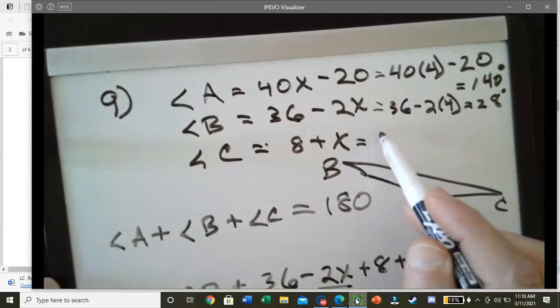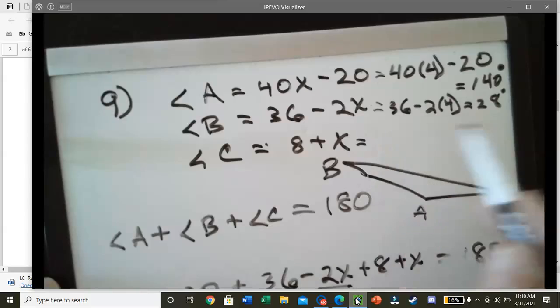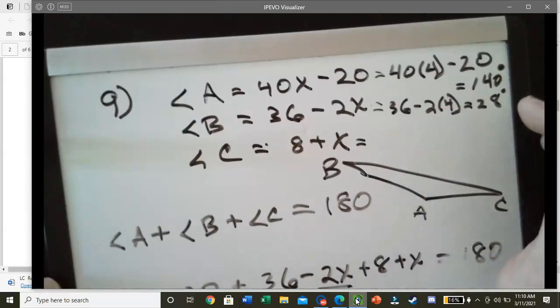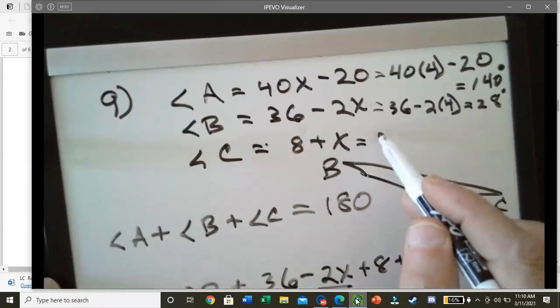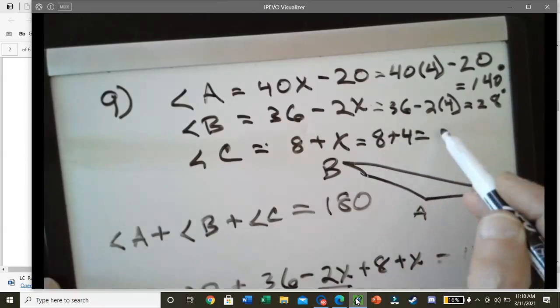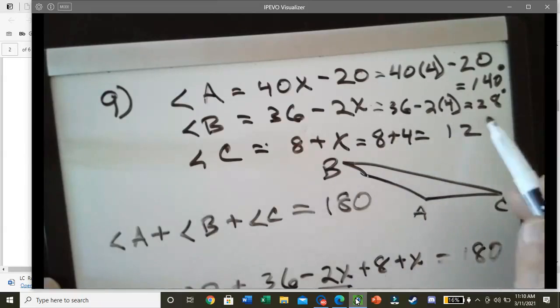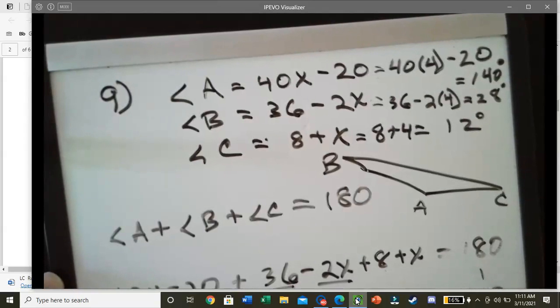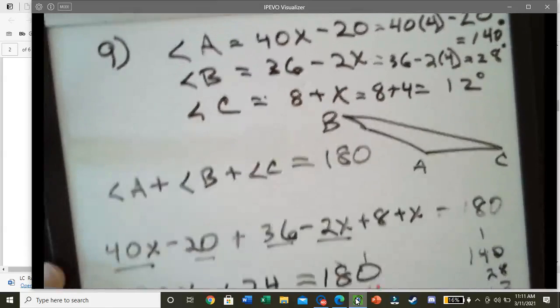And so we've got 8. So let's see, is that 8? So we got, yeah. And so now this will be 8 plus 4 is 12 degrees. Okay, so now if we take each one of these, 140 plus 28 plus 12, they should all add up to what? 180, and they do, so it checks.